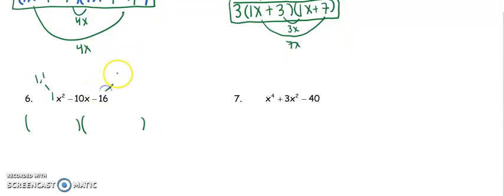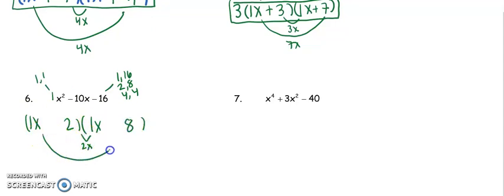And we got 16. So 1 and 16, 2 and 8, 4 and 4. Which one of these will give you a 10? The 2 and the 8, right? So we've got our 1x, 1x, and we've got our 2 and our 8. Now when we multiply these in the middle, we want them to add to be negative 10x. So we would want both of these to be negative then, just like that. And then always double check. 1x times 1x is 1x squared. Is negative 2 times negative 8 negative 16 though?